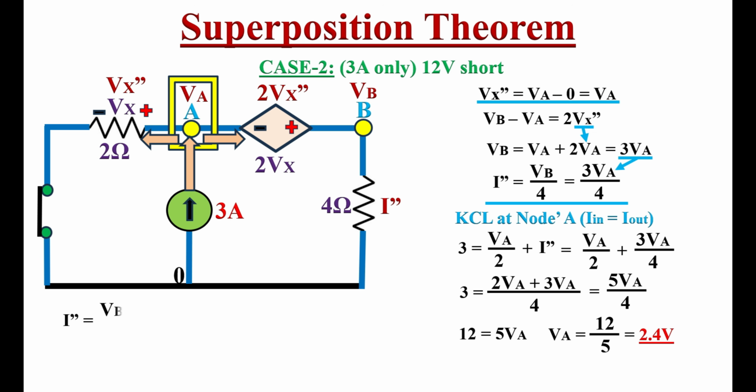Here we know that the current I double dash equals Vb by 4. We can write Vb as 3Va, so this equals 3Va by 4. Substituting the Va value 2.4 volts, we get the I double dash value as 1.8 amperes.